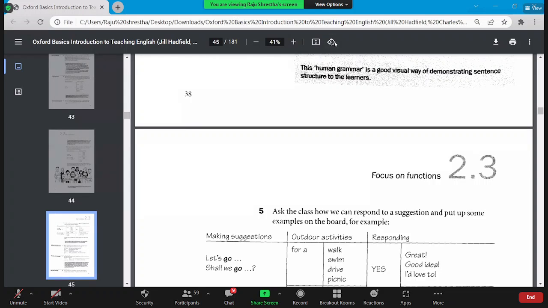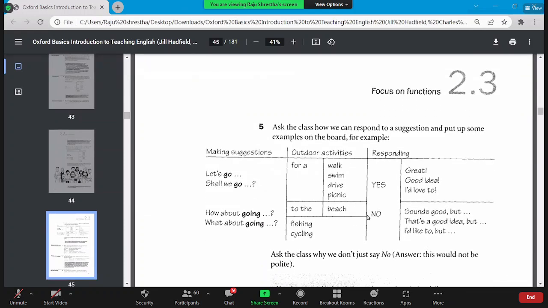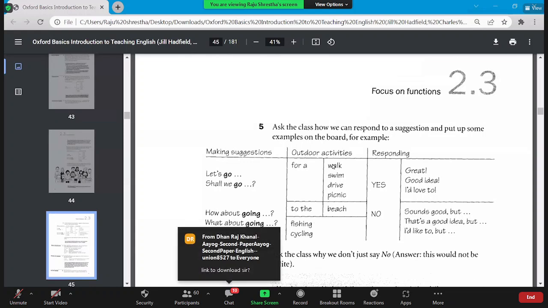Okay, so my request is, once you visit this book, you read this book, there are others also. There are topics like making suggestion and responding to suggestion. Asking for request, responding to request. Making suggestions and responding to suggestion. This kind of question will be asked.